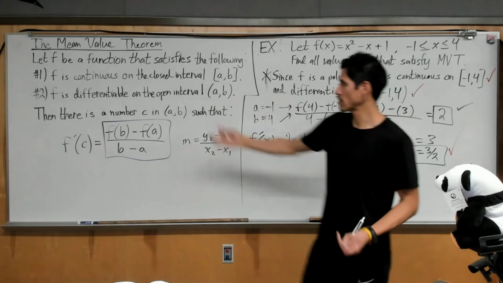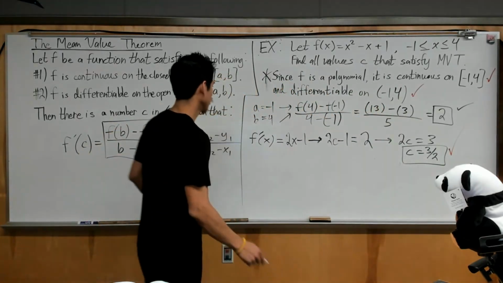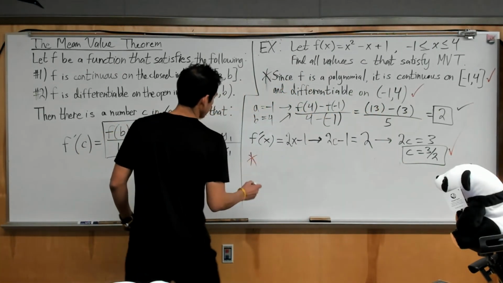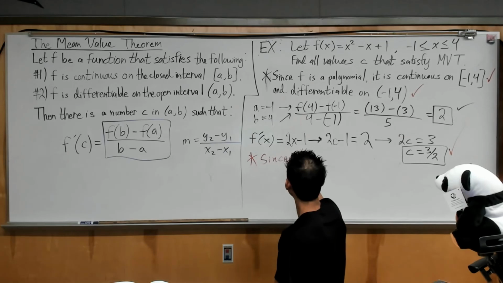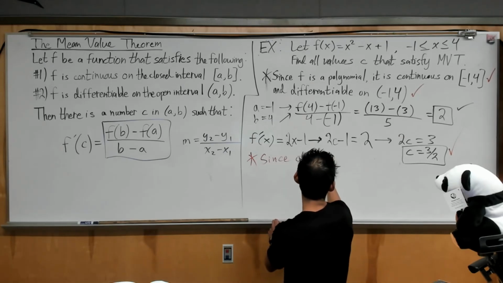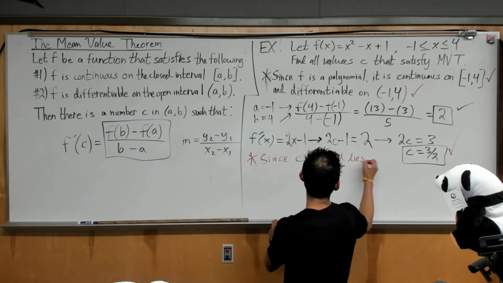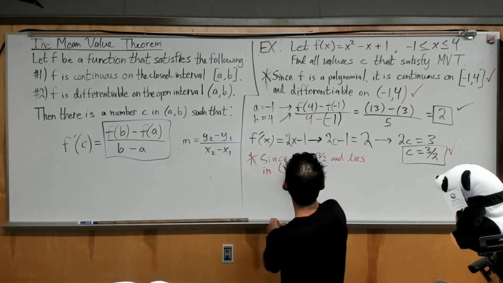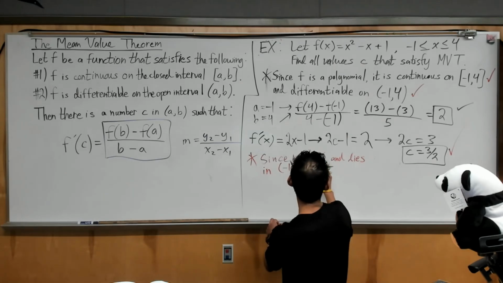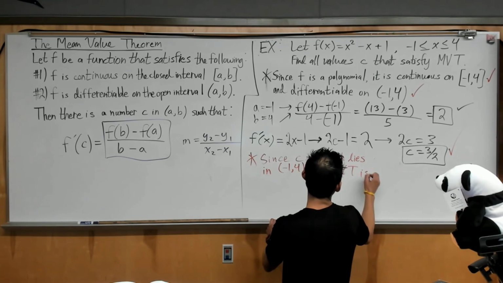So we basically showed that the mean value theorem works. So let's just write this a little more formally. You write: since c equals 3/2 and lies in -1, 4, the mean value theorem is satisfied.